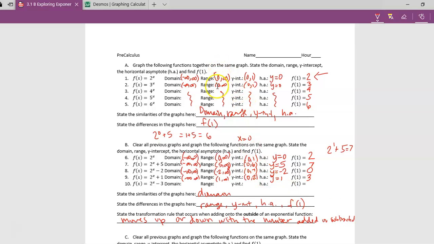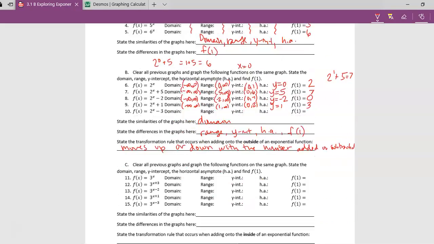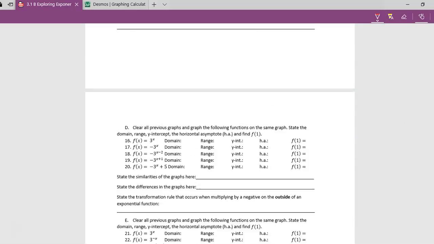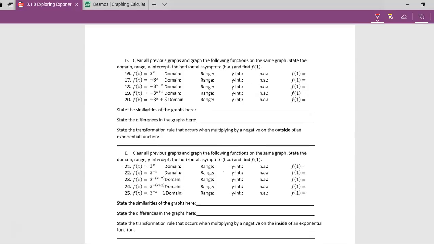Okay, so that's what you're going to do. You're going to do the same thing we just did here, but you're going to do it in parts C, D, and E. Okay, so do part C, D, E.